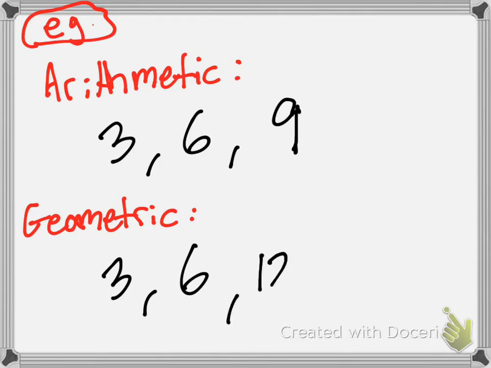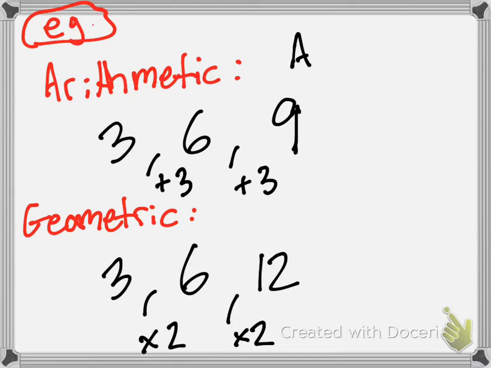Yes. 12. Now, how did you get 12? How do we get 12, Malia? 3 times 2 is 6, 6 times 2 is 12. Yes, because in this one, we were doing a times 2 sequence. In this one, we were doing a plus 3 sequence. So in the first one, in arithmetic, we're doing addition. That's how I remember it. Arithmetic, addition. Geometric is the other one.